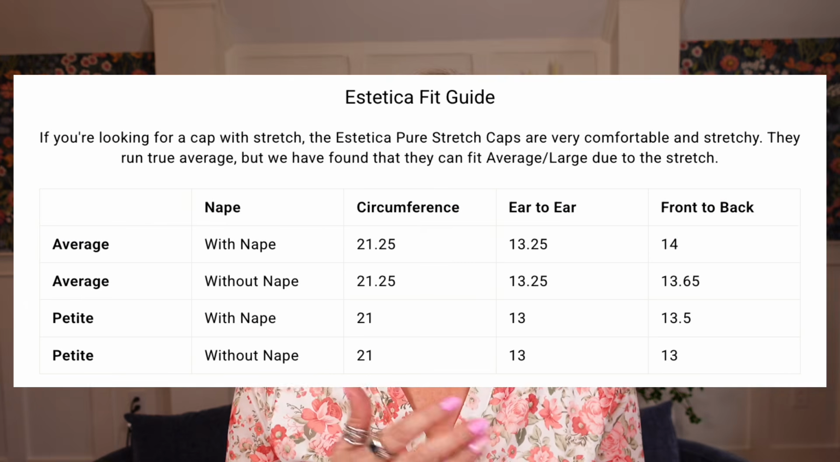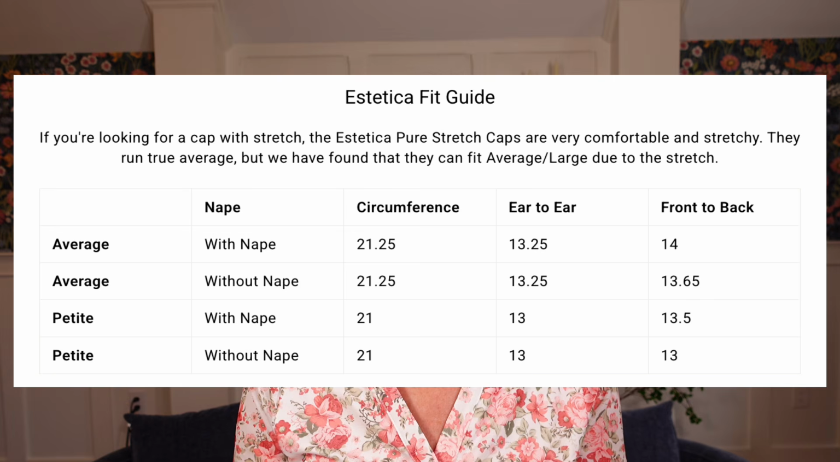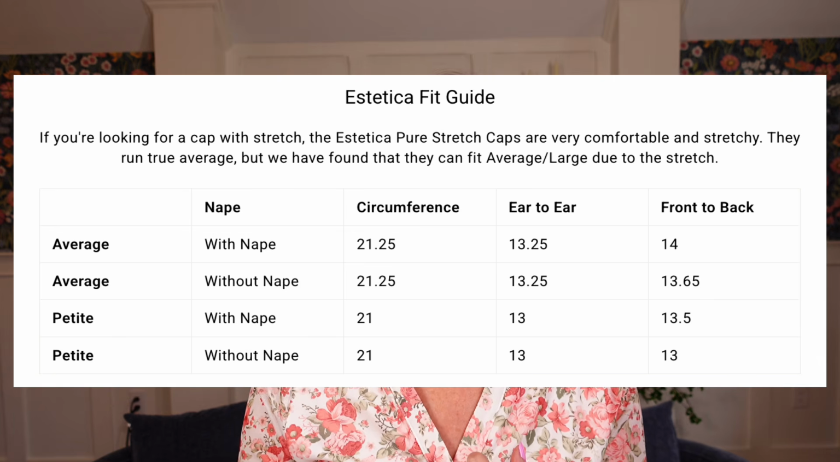So for example, Aesthetica says their average circumference is 21.25, ear to ear 13.25, and front to back 14. This is all in inches. These are general guidelines. I know for a fact that most Aesthetica wigs have a lot of stretch and can fit up to a 23-inch circumference. Don't take these numbers to be exact. They're general. But also on our size charts, we have a little blurb that gives you some more information about the fit of that brand, things that we've learned from our customers or from my reviews.